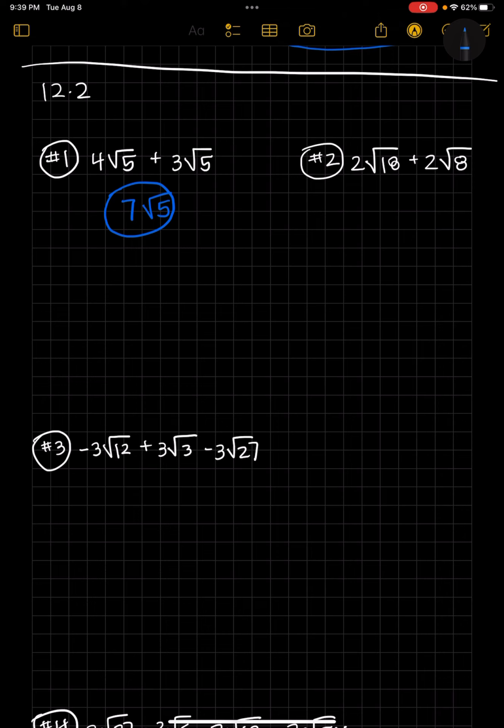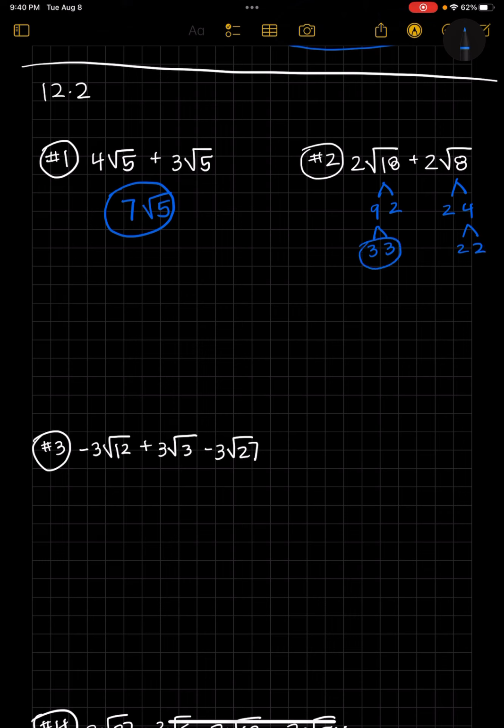Okay. But then if I look at example number 2, it's 2 square root 18 plus 2 square root 8, and 18 and 8 are not the same thing, which means I can't add them right now. That doesn't mean I just stop and I'm done, but it does mean I have to change it so that they're both the same thing on the inside. So I'm going to do the factor tree for 18, which gives me 9 and 2, 3 and 3. 8 would give me 2 and 4, and 2 and 2.